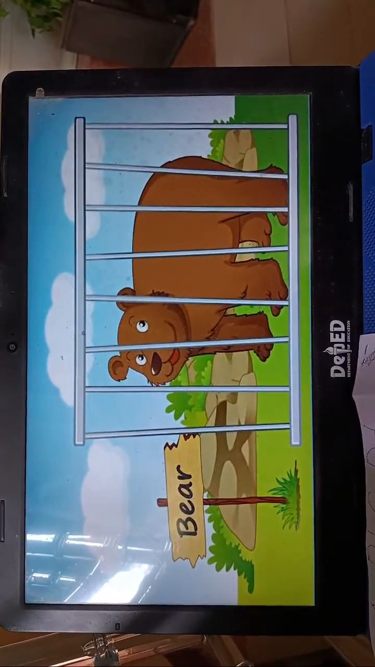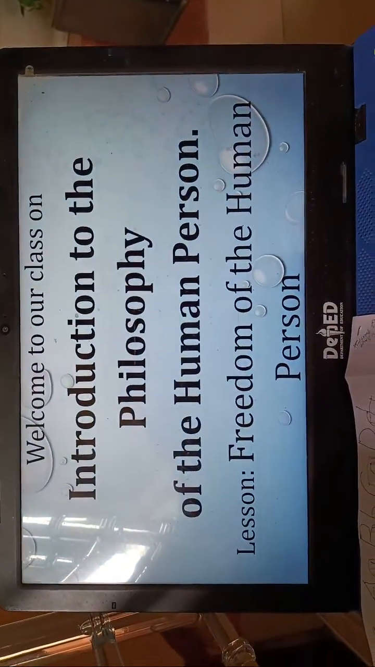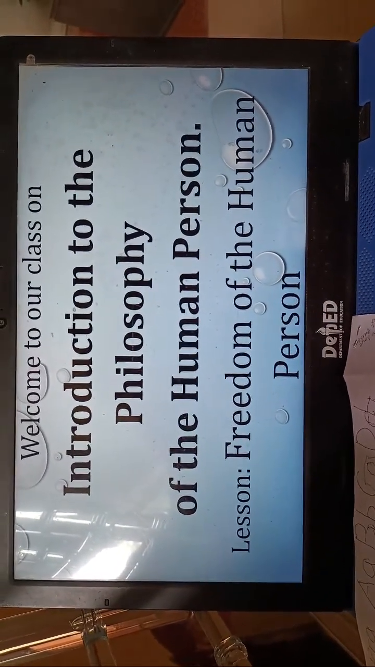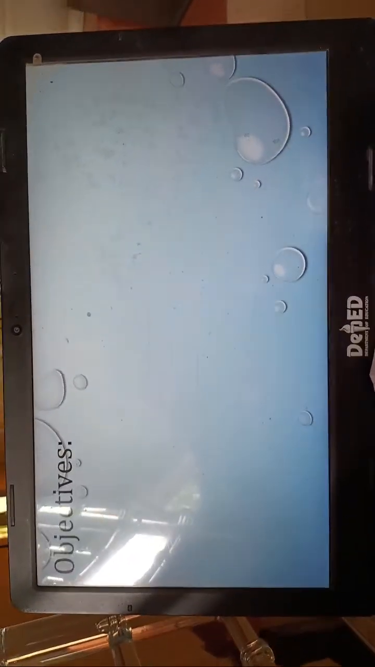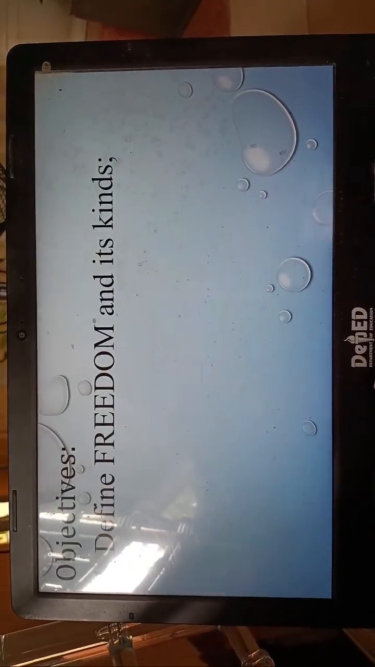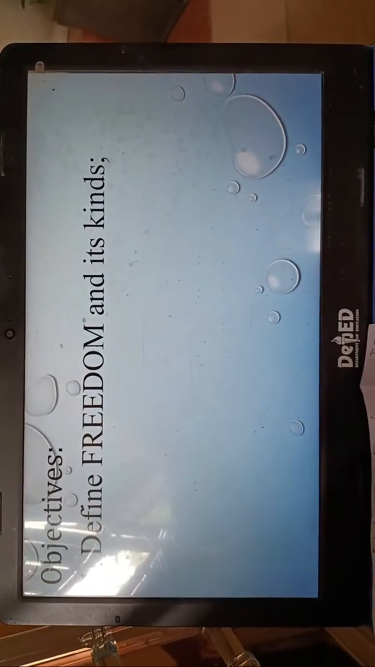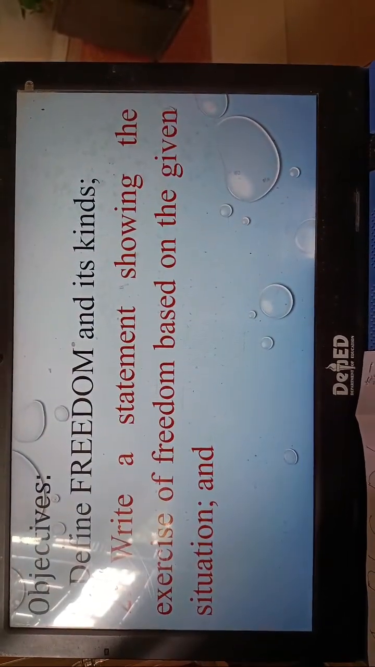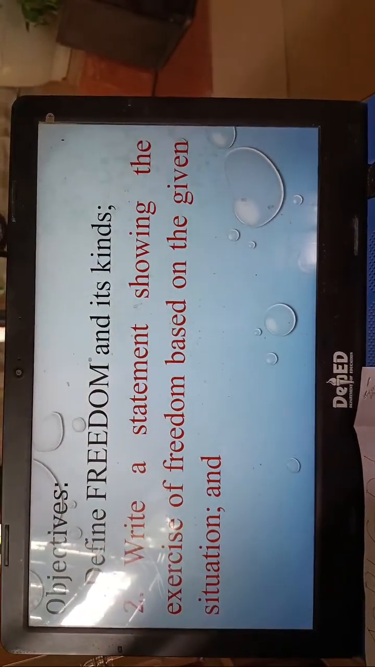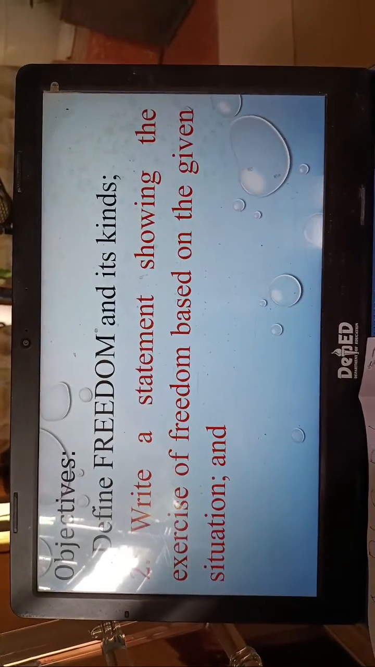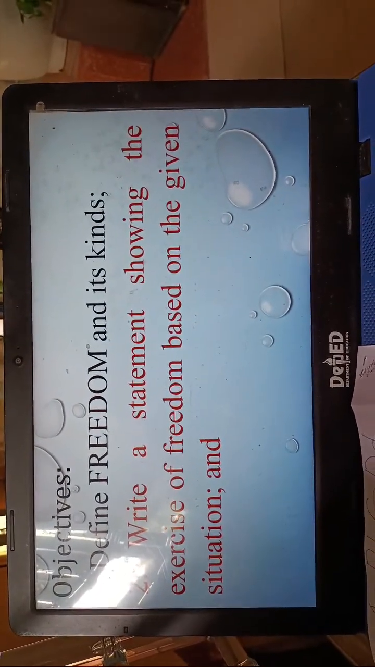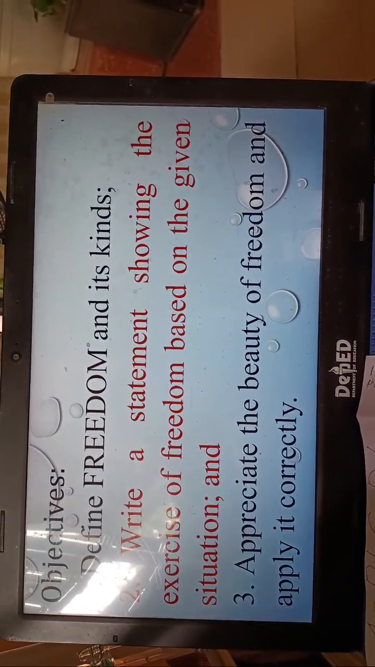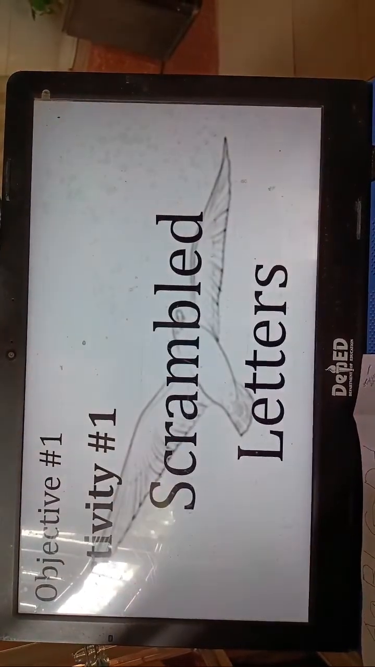And so this leads us to our lesson for today, which is the freedom of the human person. For this, we have our objectives. First, at the end of the lesson, you must define freedom and its kinds. Second, you must write a statement showing the exercise of freedom based on the given situation. And third, you must appreciate the beauty of freedom and apply it correctly.